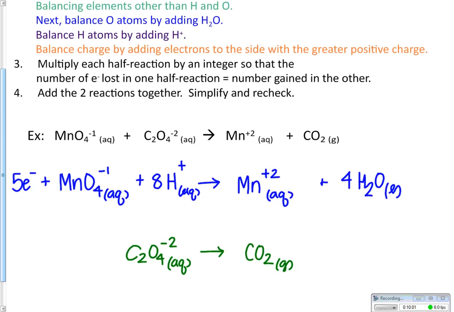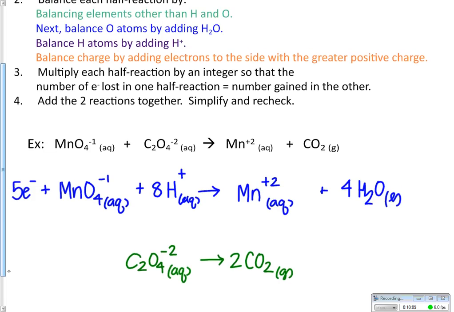So because I have two C's on my left side, I'm going to put a coefficient of 2 out in front of the CO2. So my C's are now balanced. Then it says to balance oxygen by adding water. Well, in this case, there are 4 oxygens on the left and 4 oxygens on the right, so I don't have to add any water. And because I didn't have to add any water, I don't have to add any H+.